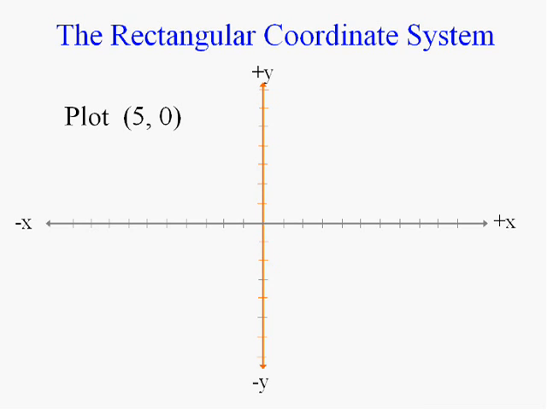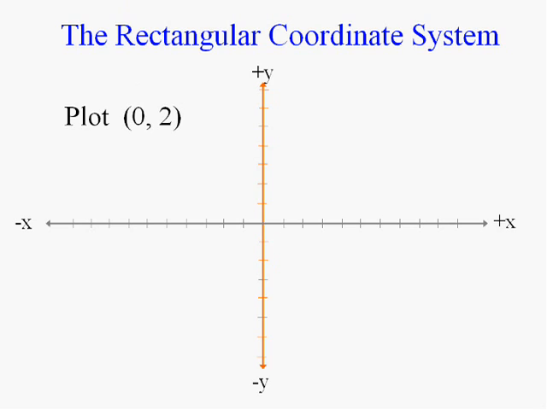Oh, this one's a little weird, but we can do it. Actually, we're going to do the same thing. Start at the beginning. We're going to start at the origin, go over 5, and how much do we go up? Go up none. So that's where the point is. We even say that's on the x-axis. That's the point 5, 0. Don't be afraid of 0.